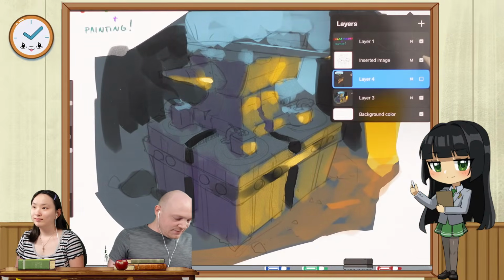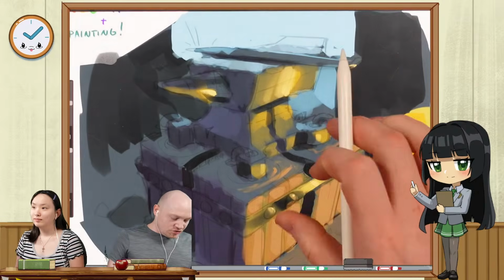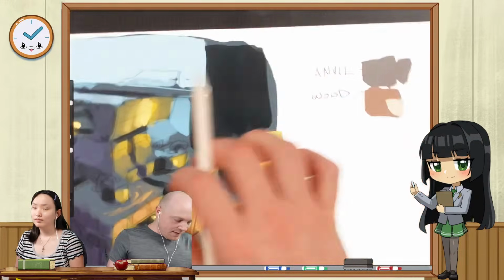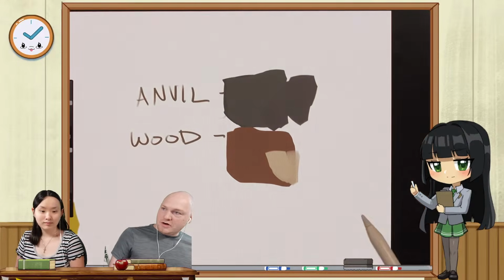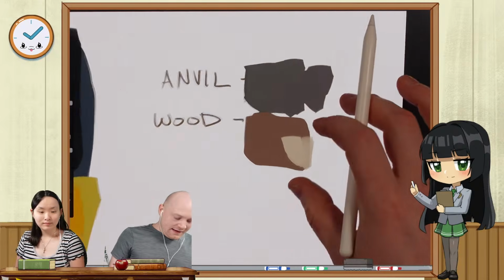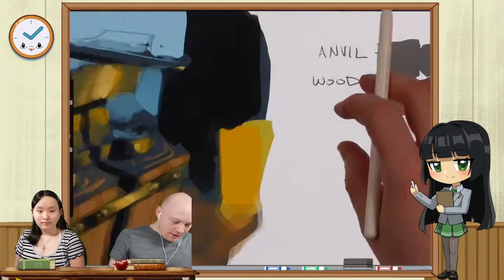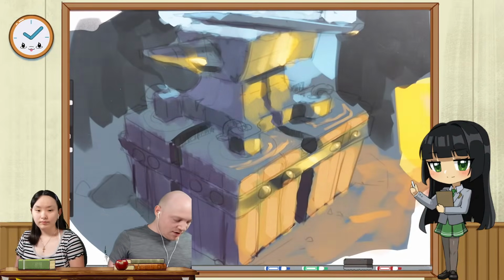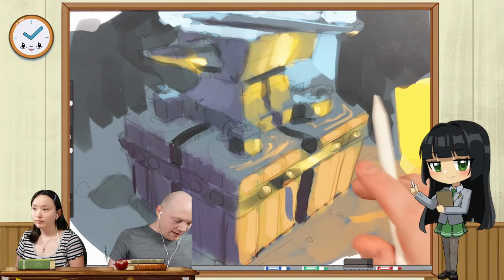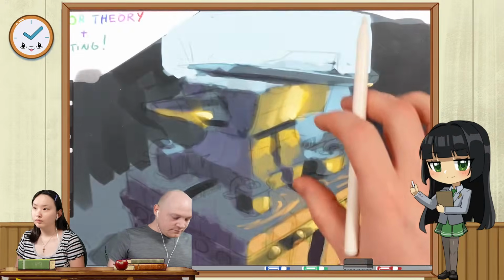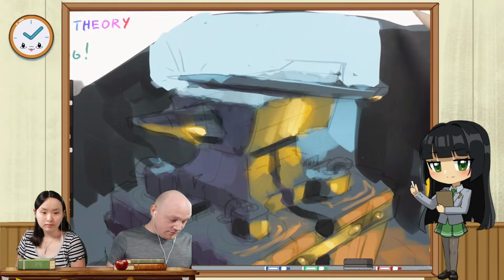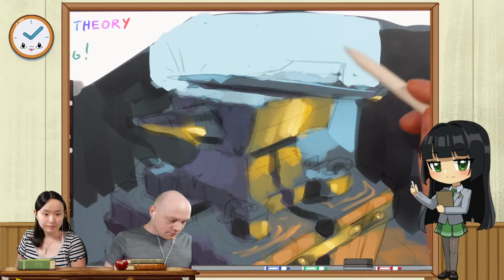And then I'm simply going in here and starting to describe a little bit more of my forms. I'm thinking about the local value and color of the anvil, and the local color of the wood, and I'm simply shining a warm light on that, and it's warming it up. And so this anvil is going to have reflections along the top.